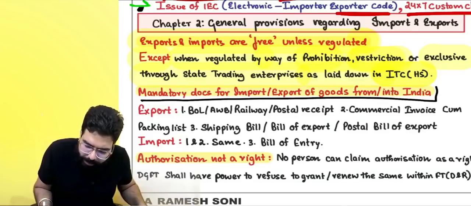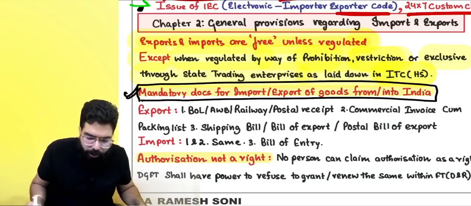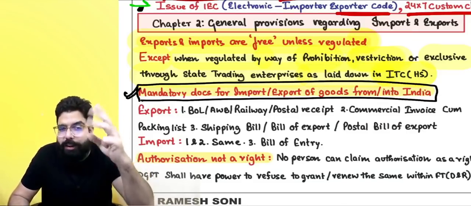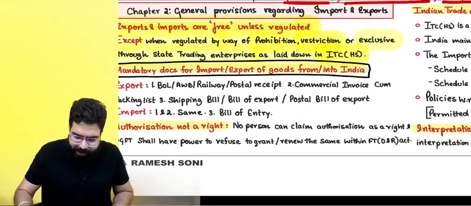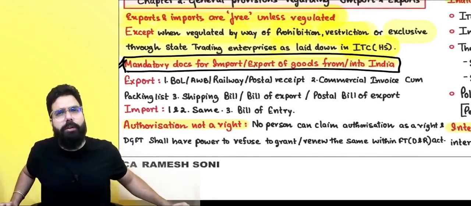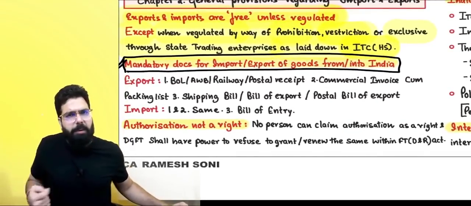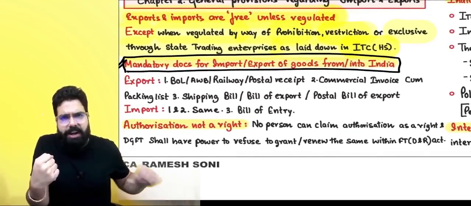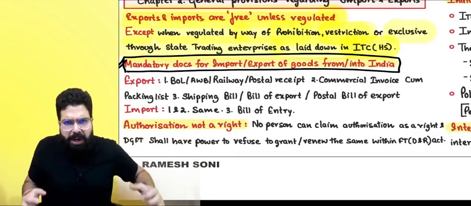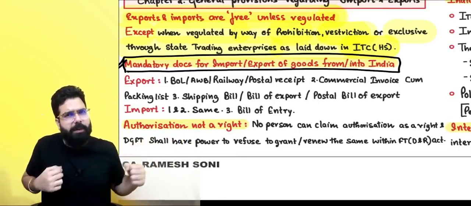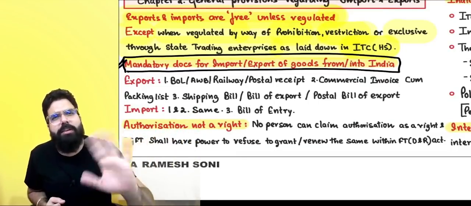Sir, what are the mandatory documents? I have already told you, sir, for import or export only three documents are required now. Yes, sir. Now listen to me very carefully. You went to the DGFT. Sir, allow me to import this machine. I will make in India and I will export good quality products. Sir, allow me to import this machine. Give me an authorization. Authorization is not your right.